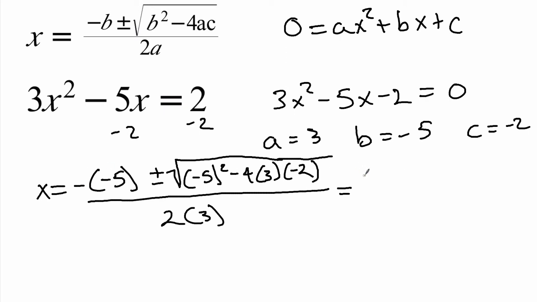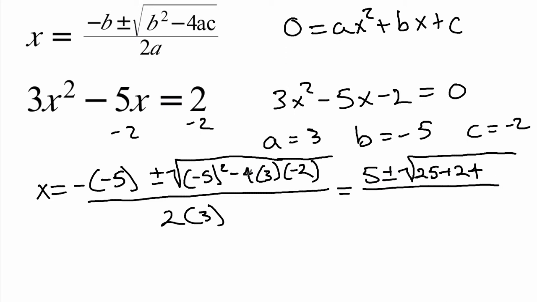Negative negative 5 is the same thing as positive 5, plus or minus the square root. Inside we have negative 5 squared, which is 25, minus 4 times 3 times negative 2. 4 times 3 is 12, times negative 2 is negative 24, and then when you do the minus, we're going to be adding 24. So negative 4 times 3 times negative 2 is a positive 24. 2 times 3 gives you 6.